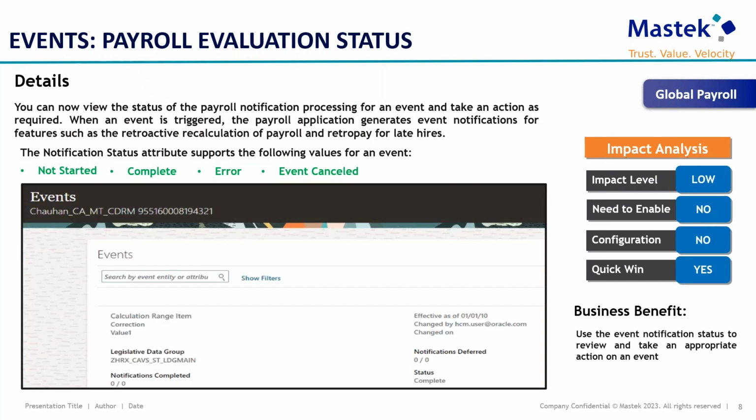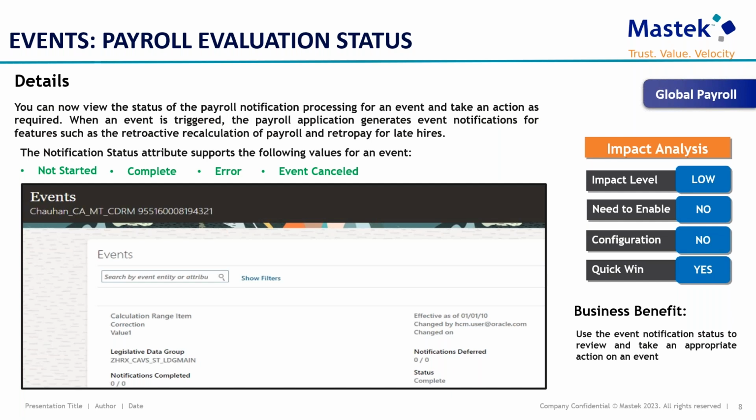Moving on to the next feature called events, the payroll evaluation status. This particular page has been introduced to identify any events at the time of retroactive recalculation of payroll and retro pay for late hires. By using the advantage of this page, you will be able to identify if any of the event has been started or not. If it is not started, you can initiate the event, or if the event is initiated, then it has been completed or processed as part of the retroactive recalculation process.